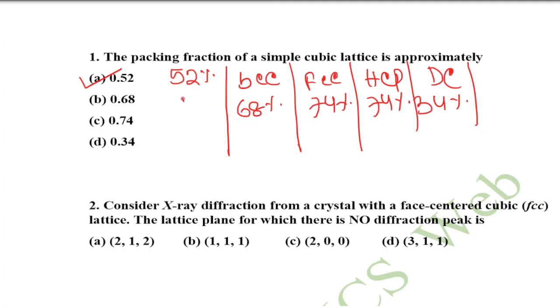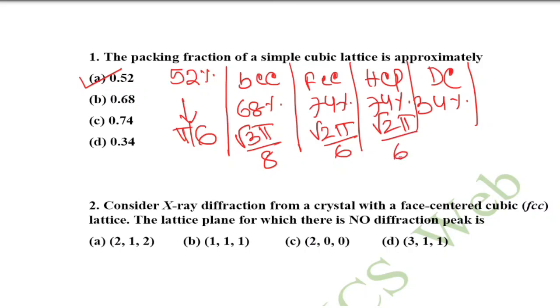In a similar way, you can remember it like this also. 52% is expressed as π/6. Then for BCC, it is √3π/8. For FCC, it is √2π/6. Similarly for HCP, it is √2π/6. And for diamond cubic, it is √3π/16.